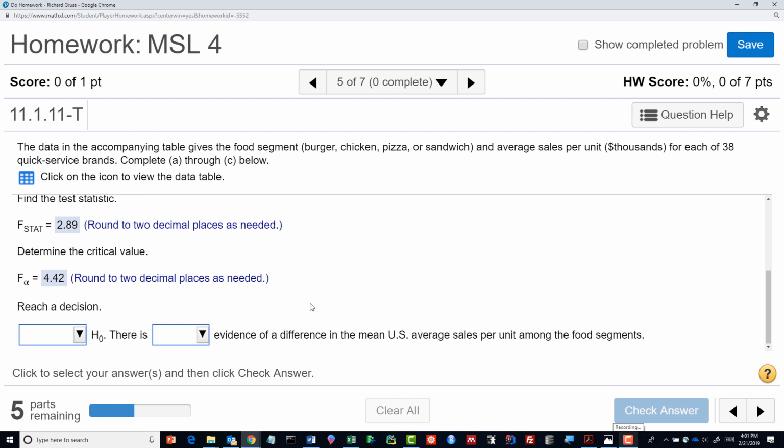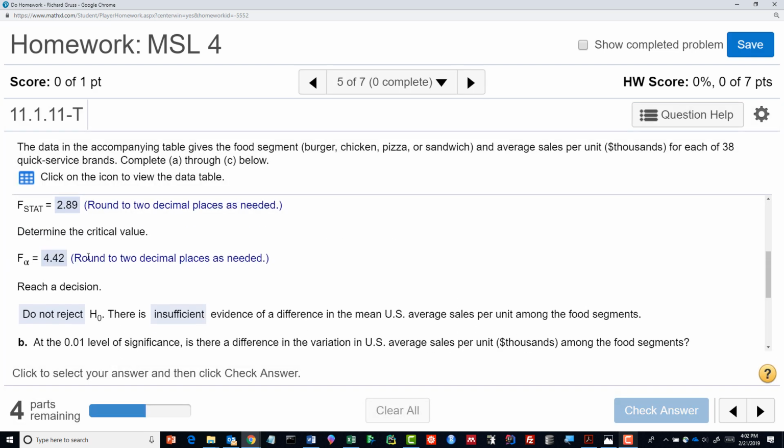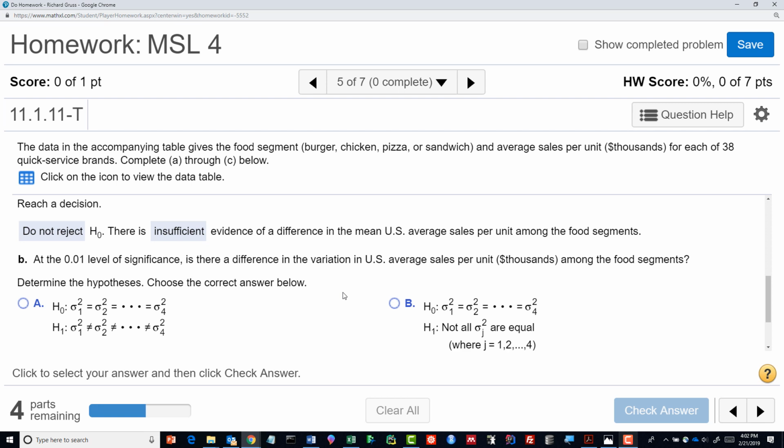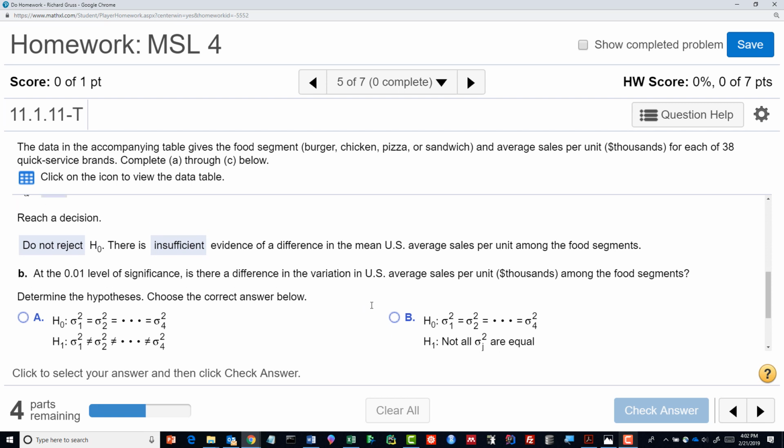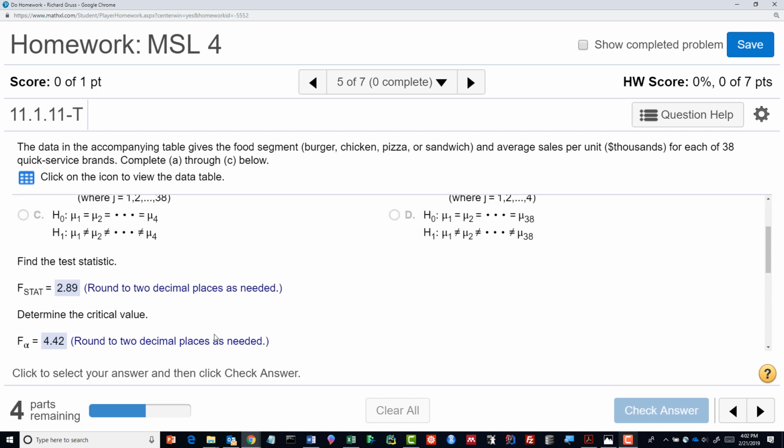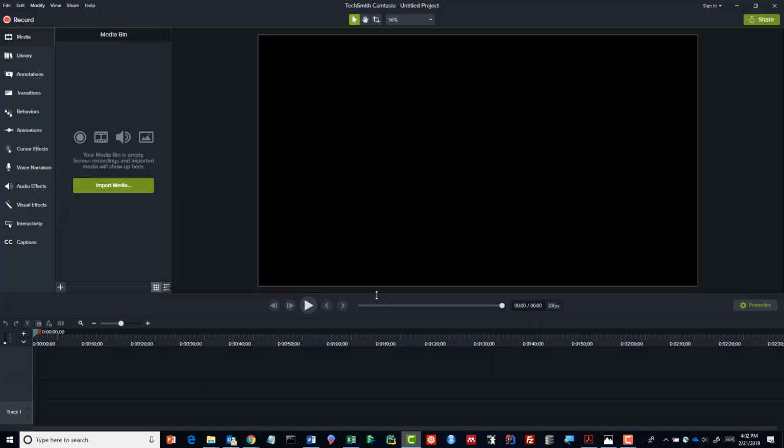Now I can see that my critical value said at that level of significance, I needed to have an F of 4.42 or greater to reject. It turns out my F stat was only 2.89. So this is not large enough, right? So this is larger than this. So I am going to fail to reject. Okay, so I'm going to do not reject and just say there's not sufficient evidence. Now your answer may be different based on your critical value and your calculated F statistic. But that's the answer for mine.